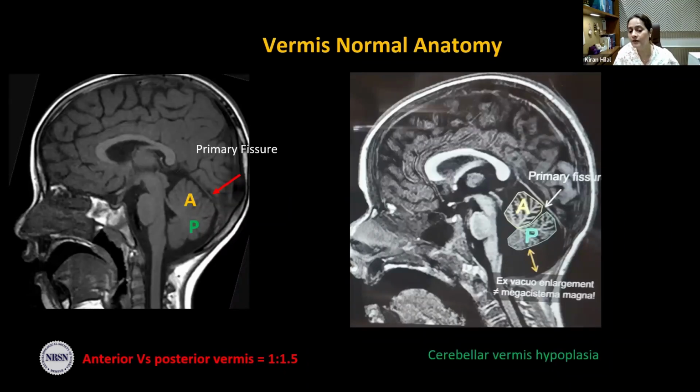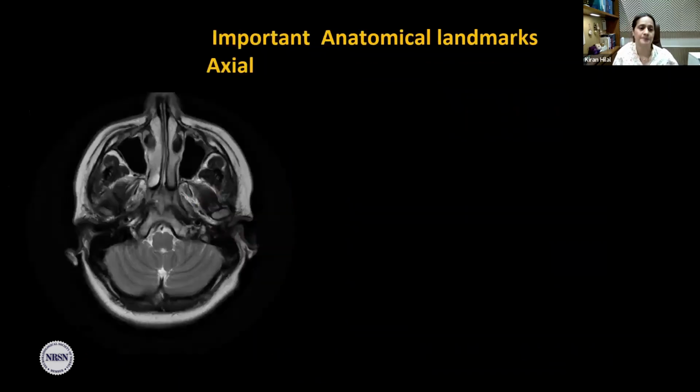So this is cerebellar vermis hypoplasia. Look at this primary fissure and the anterior part of the vermis, which is also known as the superior part. It looks bigger than the posterior part, which technically should be larger in size. So this is the classical example of cerebellar vermis hypoplasia.